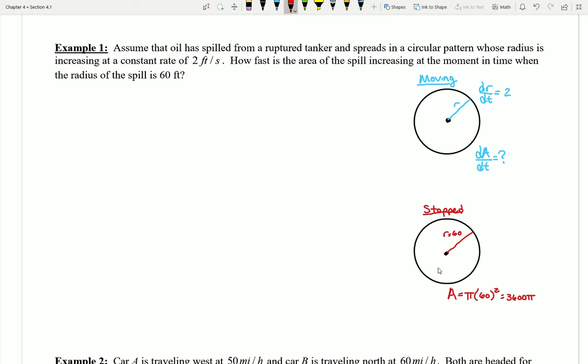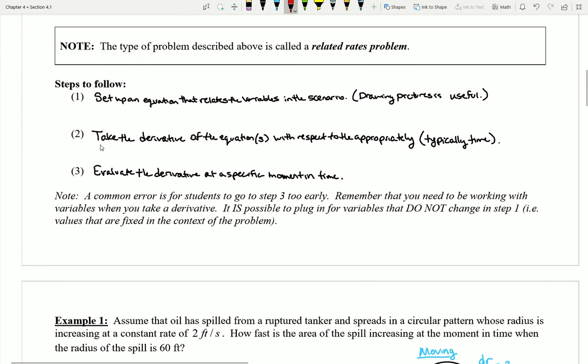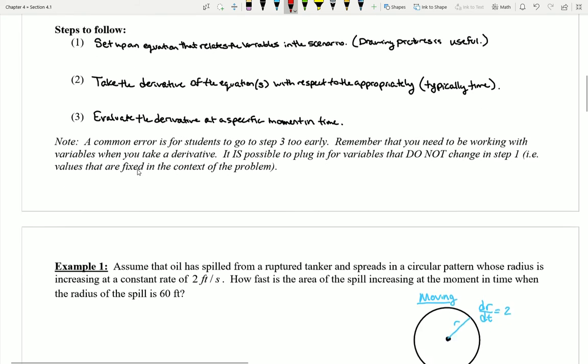But now that I have a loose idea of what's going on, I can think back to the different steps that we talked about in the last video. One of the first things I want to do is to set up an equation that relates the variables in the given scenario. Then I'll take the derivative of that formula, and then I'll evaluate that formula at the specific moments in time that are relevant.